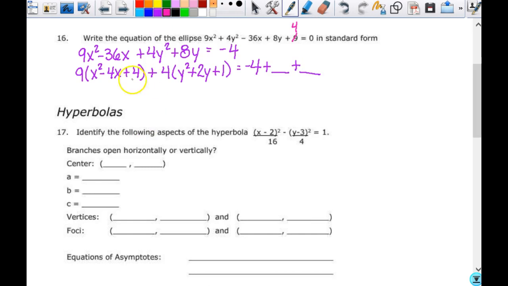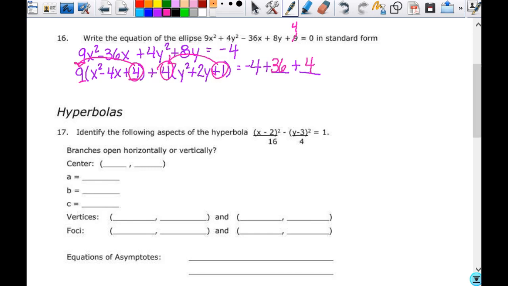and then I have to add 2 things here because I added 2 over here. I added this 4, but there's a multiplier here. So I have to take the 4 times the 9. 4 times 9 is 36, so I'm really adding 36 over here, which means I have to add 36 over here. I added 1 right here, but there's a multiplier, so I have to multiply. 1 times 4 is 4.